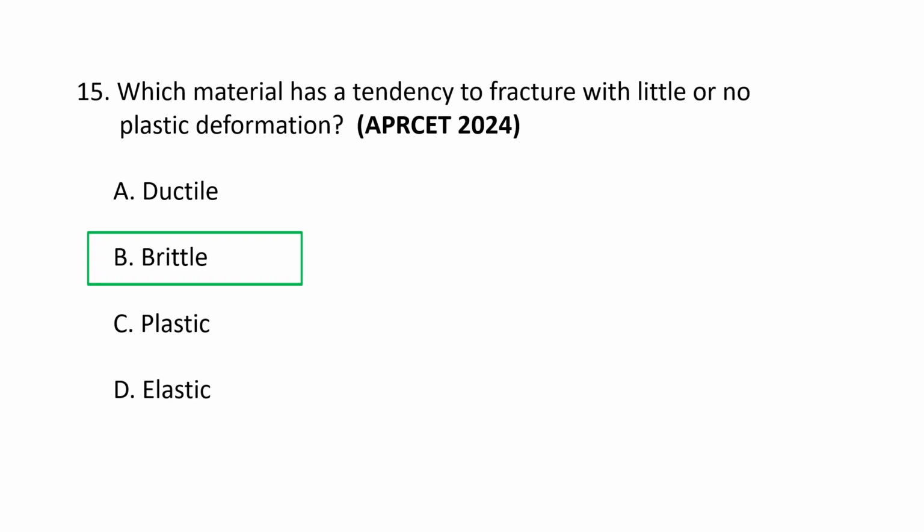A material that tends to fracture with little or no plastic deformation is called brittle. Brittleness is the opposite of ductility. Brittle materials fail suddenly without significant stretching or bending when stressed beyond their elastic limit. The examples include glass, ceramics, and cast iron.